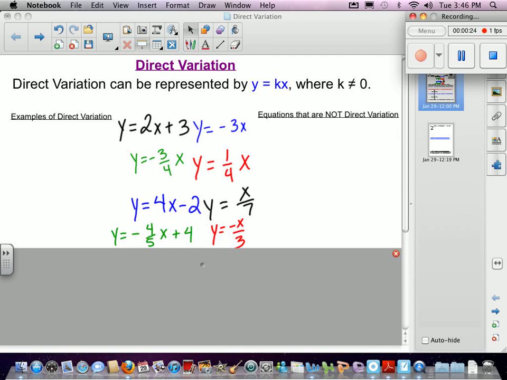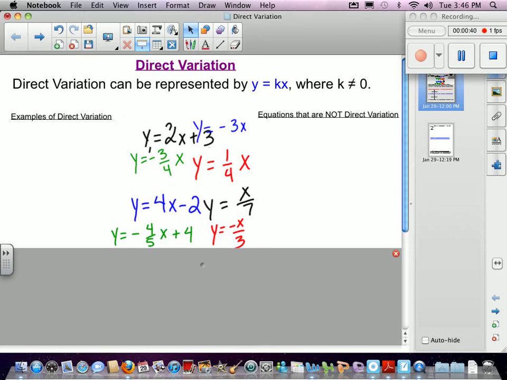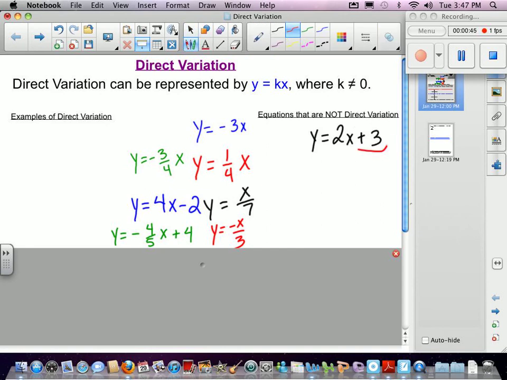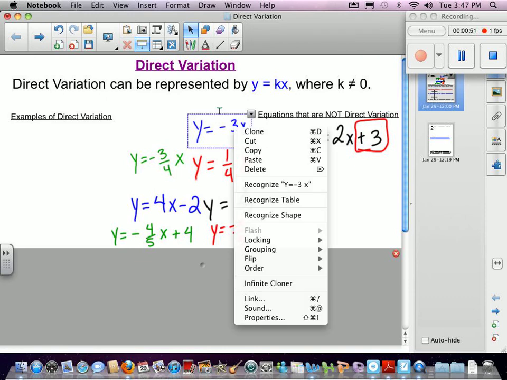We've got a few examples here of some equations, and I'm going to put them into the appropriate columns. We've got a column labeled examples of direct variation and a column labeled equations that are not direct variation. Take this first equation, y equals 2x plus 3. That would not be direct variation because of the plus 3. If that plus 3 were not there, then it would be.